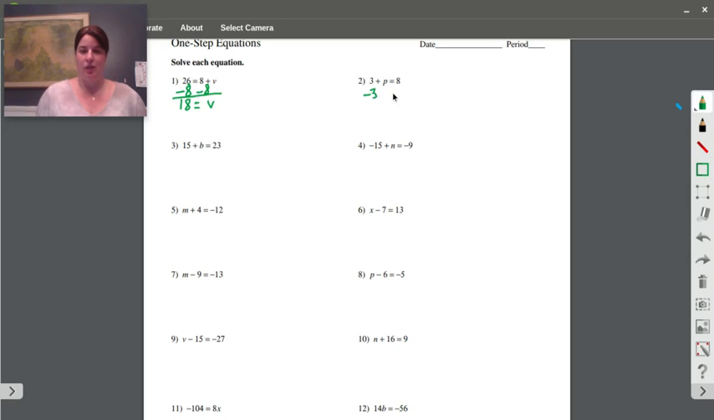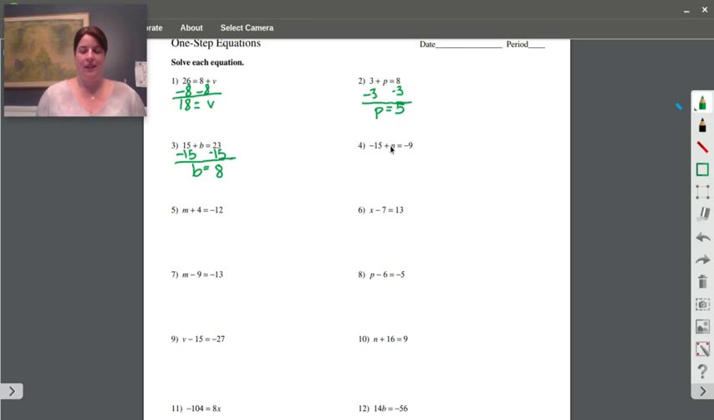All right, number 2, 3 plus p equals 8. Well, we can subtract 3 from both sides, and we end up with p equals 5. Put that little line just to keep things consistent. All right, next one, 15 plus b equals 23. We're going to subtract out 15 from both sides, and b equals, I'm just going to use the calculator. I don't want to get anything wrong. All right, b equals 8.